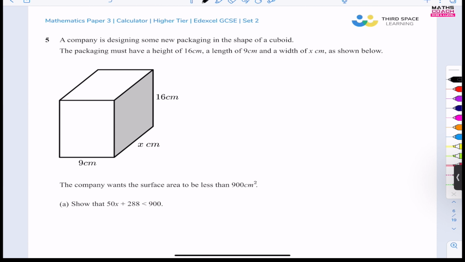The company wants the surface area to be less than 900 centimeters squared. Let's highlight that. Show that 50x plus 288 is less than 900. All right, so where do we begin? Well, clearly you could see that it's talking about the surface area, so that'd be a good place to start. So let's go ahead and find the surface area of our cuboid, of all the faces. So what do we have?